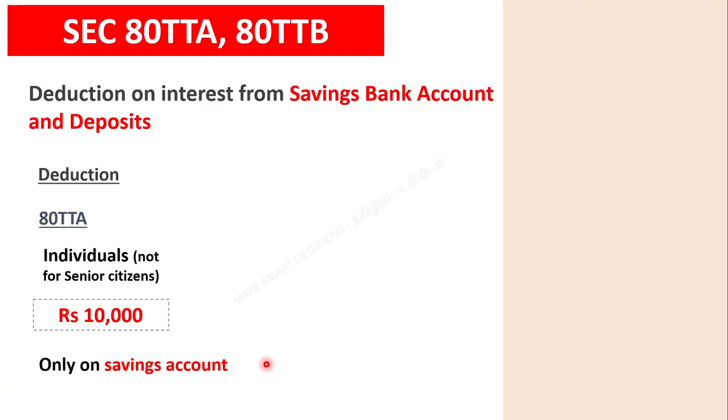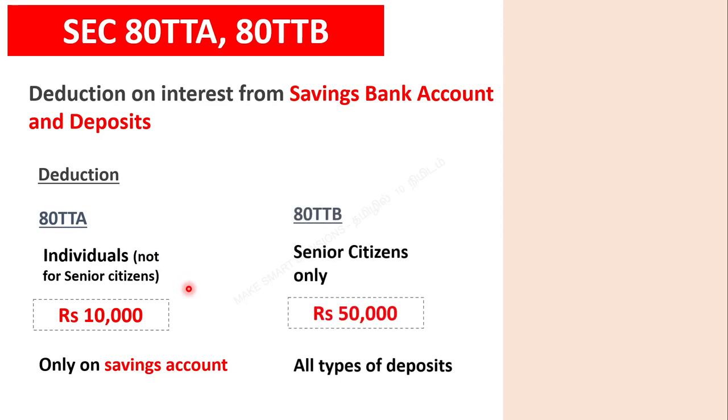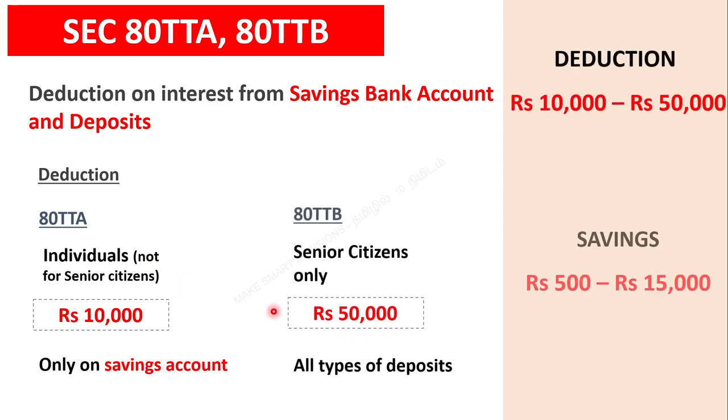Let's say you keep around say 25 lakhs in savings account, and let's say you get around 12,000 as interest, you can claim up to only 10,000. In case of senior citizens, this limit is up to 50,000 rupees. Hence, the tax saving will be between 500 to 15,000 rupees.